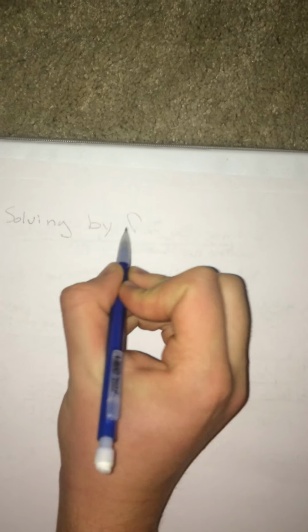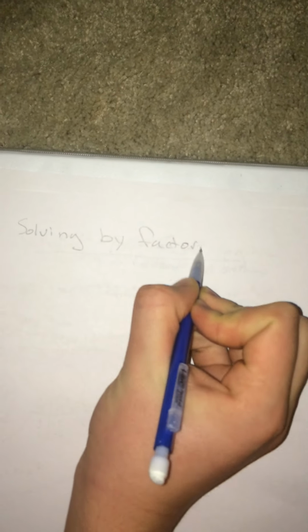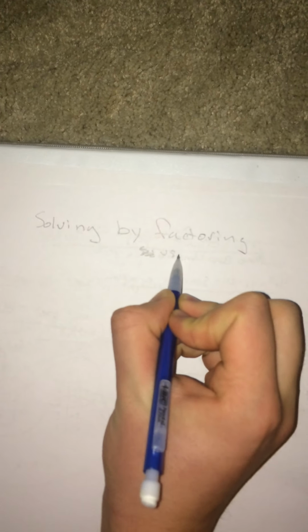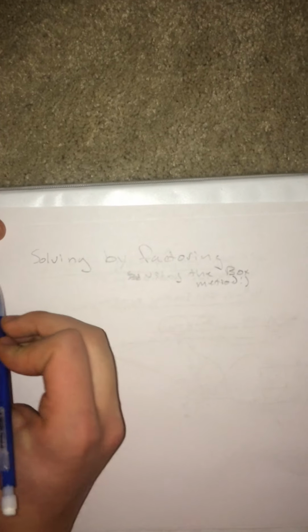Today we're going to be doing solving by factoring using the box method. So our starting equation that we're going to use here is 4x squared minus 4x minus 24.